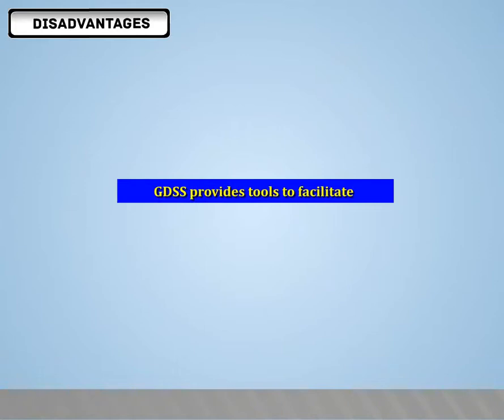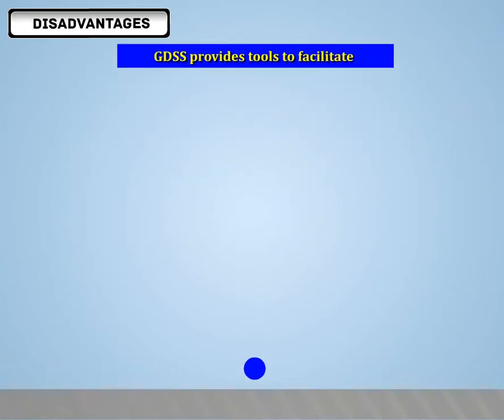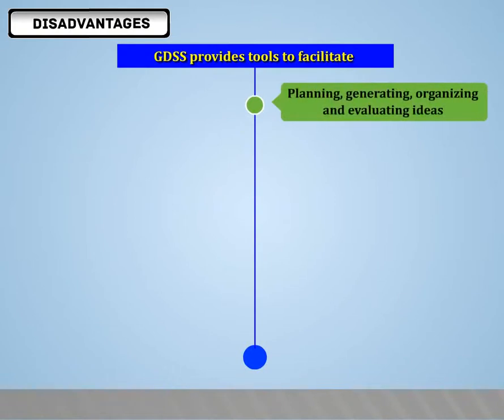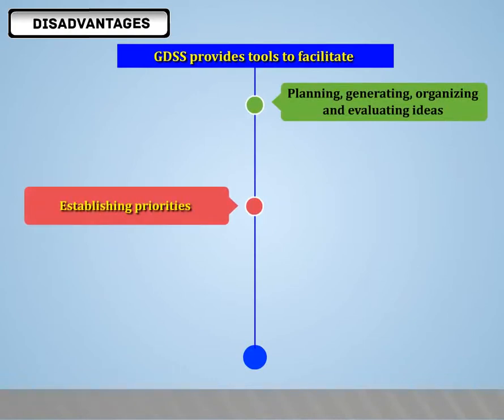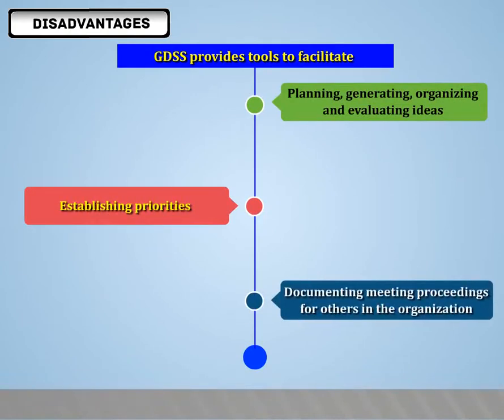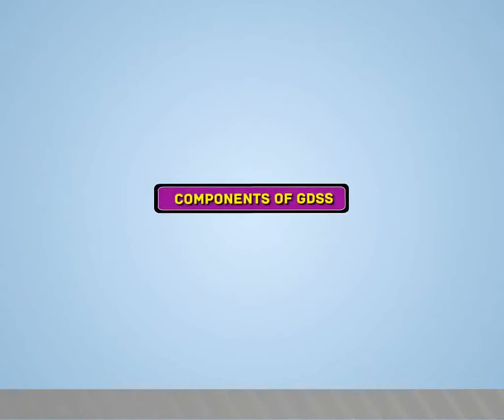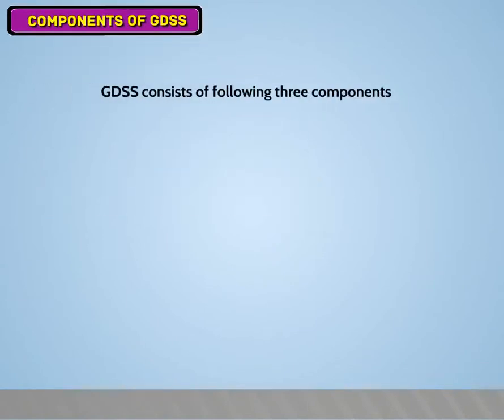GDSS provides tools to facilitate planning, generating, organizing, and evaluating ideas. Establishing priorities, documenting meeting proceedings for others in the organization. Components of GDSS. GDSS consists of following 3 components.